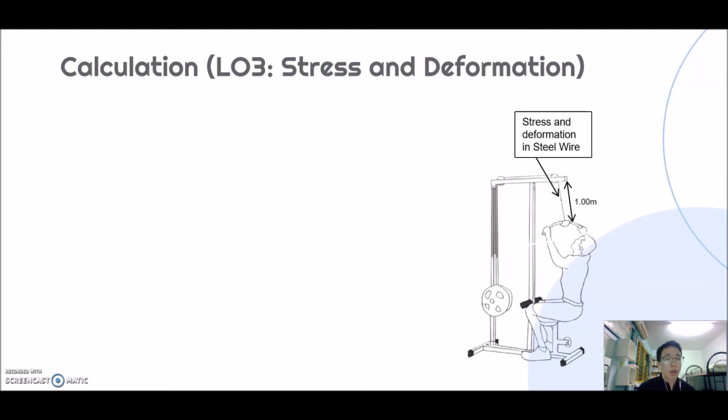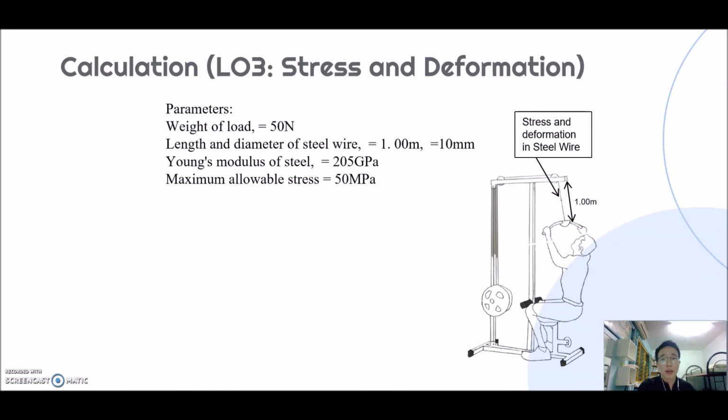I'll be doing the calculation for LO3, which is the stress and deformation in the steel wire. So, we are interested to find out what the stress and also the deformation in the steel wire are, assuming that one end of the steel wire is attached to the top, which is a fixed end, and the bottom is attached to the lower end, which is the free end attached to the handle. So the whole length of the steel wire is 1.00 meter, and the parameters are as shown over here.